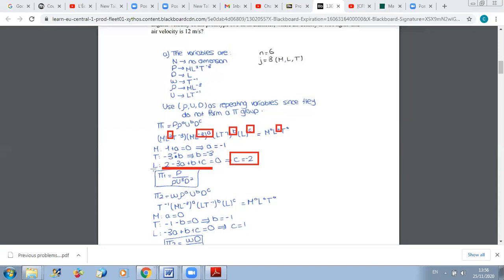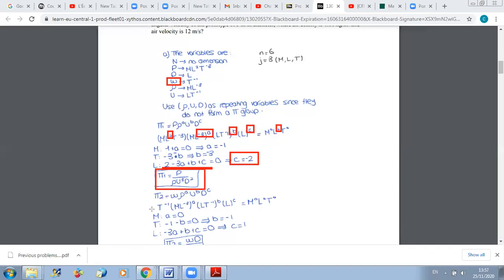So in total, the second group is P over rho u cubed d squared. Okay, I am done now with the group of P. I move to the group of w. So now I will take w with the other variables rho, u, and d. Same technique, I repeat the same thing now to find the coefficients a, b, and c.